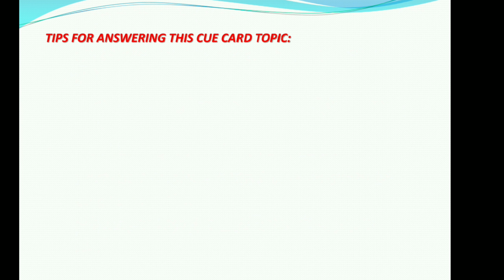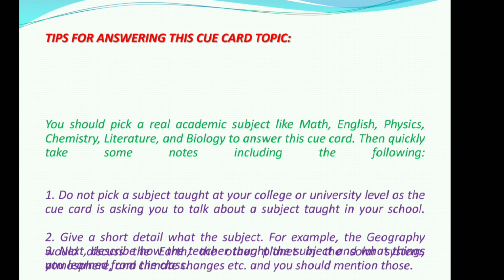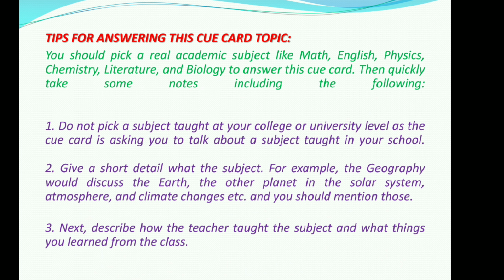So now let's focus on the 7 tips for all these 7 cue cards. The first one that I want to tell you is that you should pick a real academic subject like math, English, physics, chemistry, literature or biology to answer this cue card, right? You should choose a real academic subject, so it will be helpful for you and easy for you to answer the question, right?